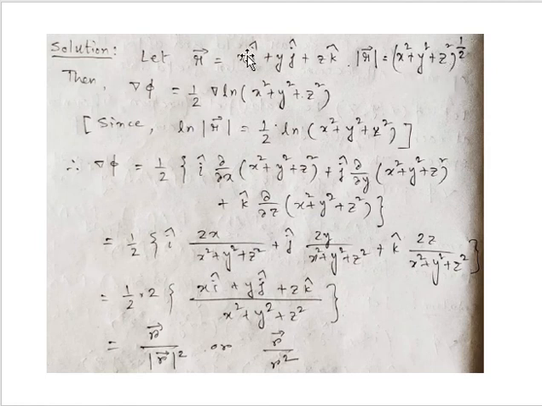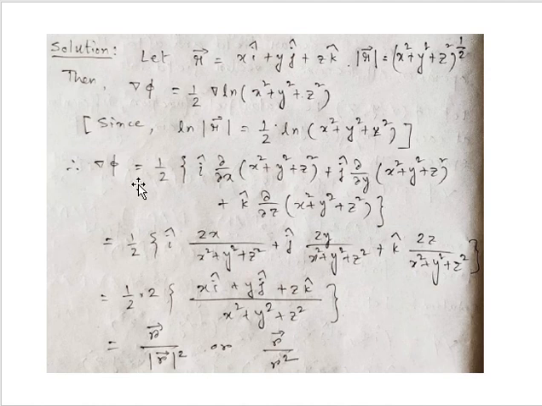Now for grad phi, simply take ln of this. Look at this, ln of r equals this, and since half is a power, it becomes half into ln of this. Now simply take the gradient on both sides. Half is a constant, so it comes outside, and we need grad of ln of this.